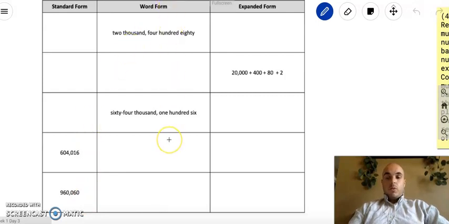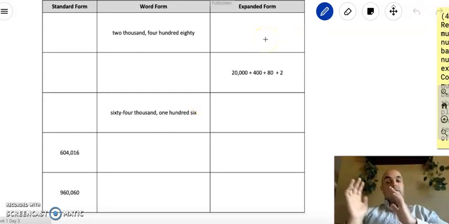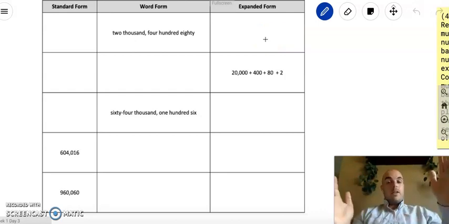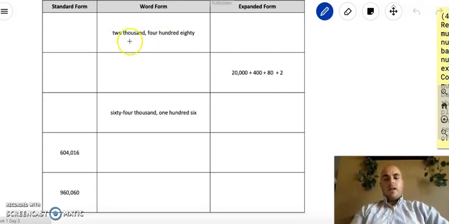Word form is, of course, just writing it in words, as in, you're writing it just like you'd hear it. You listen to yourself, you say it out loud, and then you write it in. Expanded form is you're writing the value of each one of those digits and their place values as an additive statement, as an addition statement. So let's look at how these come together with this first one.